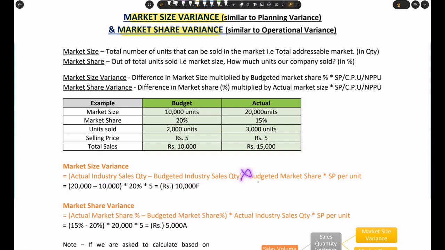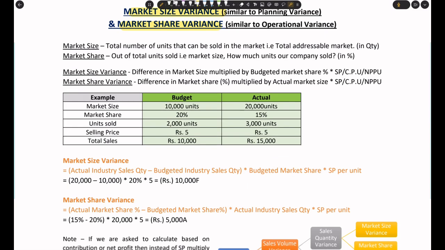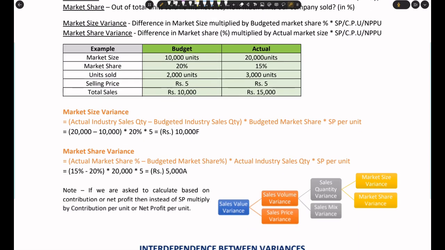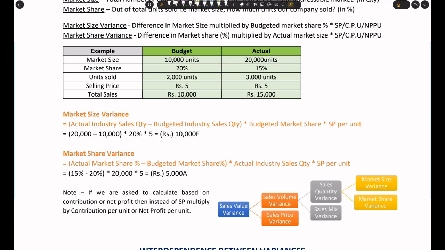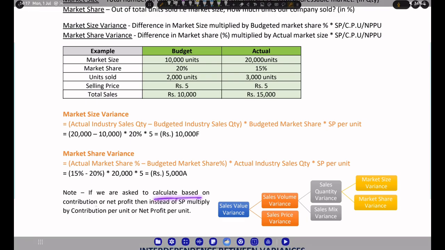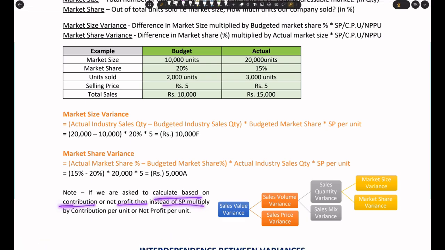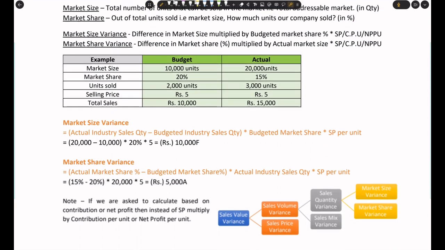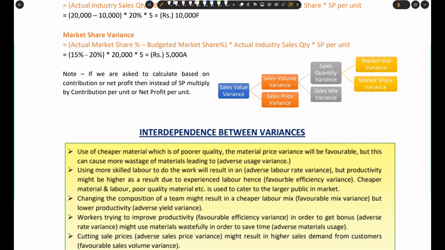Okay, multiplied by the market share, because then you will get the market size. Market size you will get by multiplying the market share, and market share you will get by multiplying the actual industry sales quantity. So this is the actual industry sales. Then note, if we are asked to calculate based on contribution or net profit, then instead of selling price, multiply by contribution per unit. I mistakenly said cost per unit.